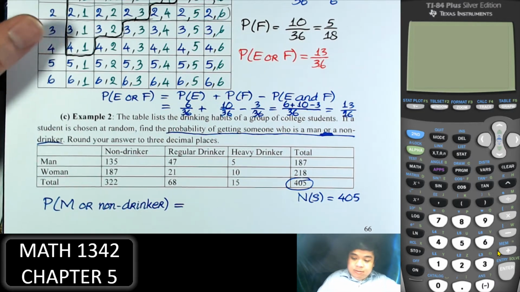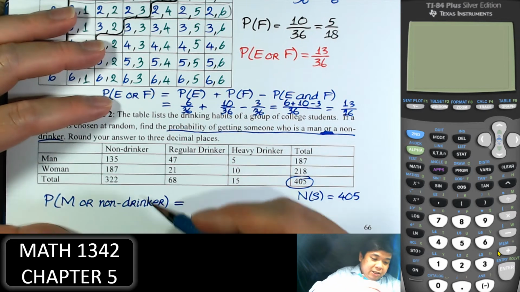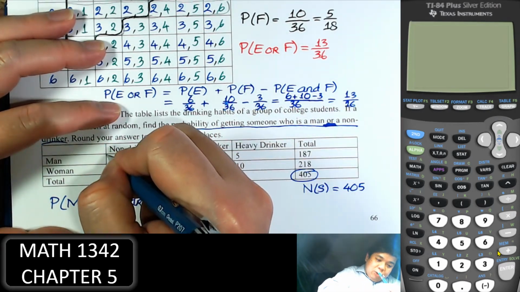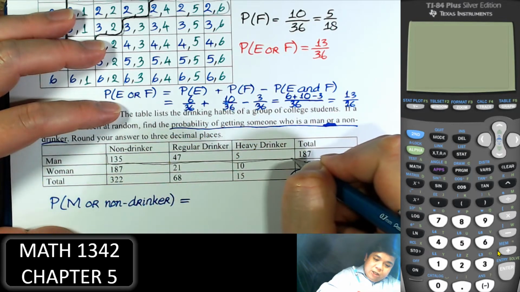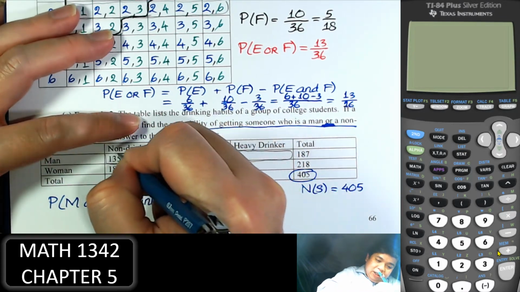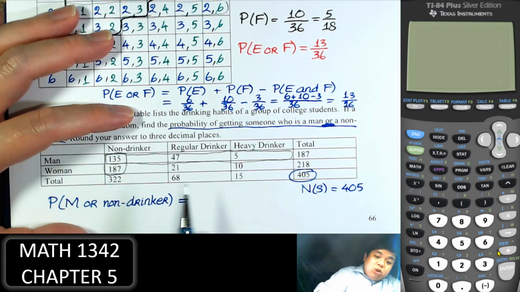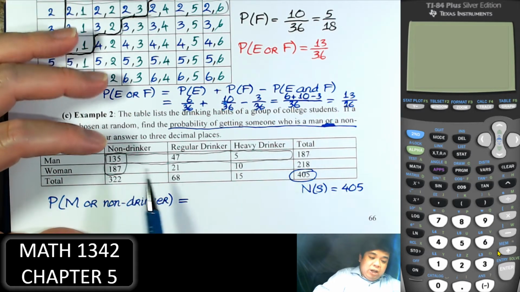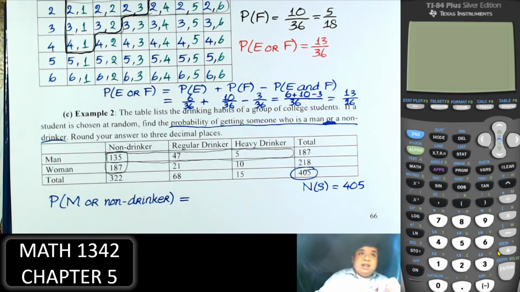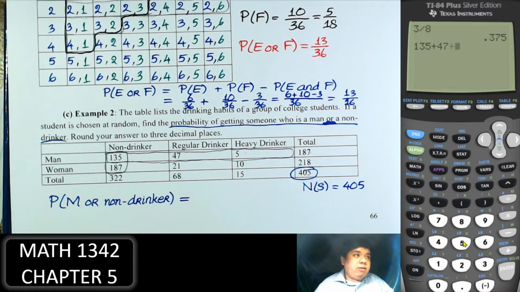So we just count a man: 187. Actually, I'm going to just put this. That would be a man. And non-drinker, I'm going to add this. I'm not going to check the total number though. So we just add how many we have in each little box: 135 plus 47 plus 5. We do not use the total because the total is not a category. It's just a total of things.